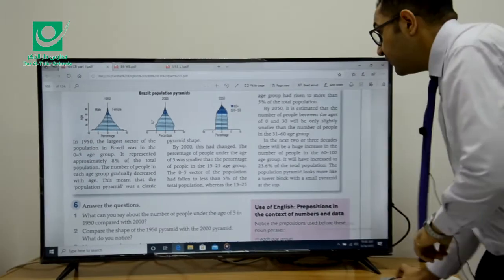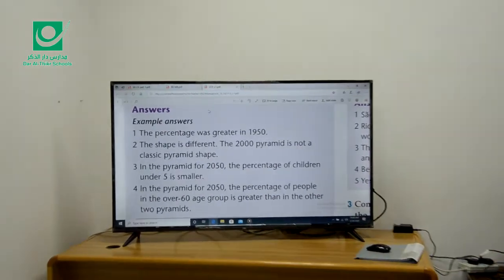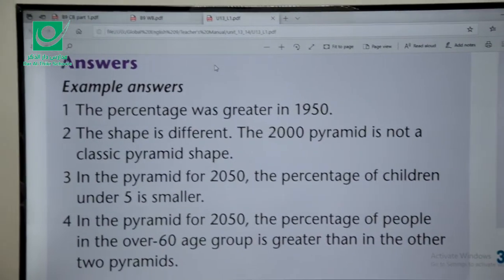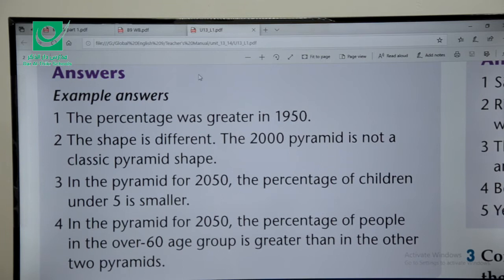Thank you. Now you have the answers on the board. You can double check your answers. For number 1, the percentage was greater in 1950. Number 2, the shape is different. The 2000 pyramid is not a classic pyramid shape, so there is a little bit of change. Number 3, in the pyramid for 2050, the percentage of children under 5 is smaller than before. And in the fourth one, in the pyramid for 2050, the percentage of people in the over 60 group is greater than in the other 2 pyramids.